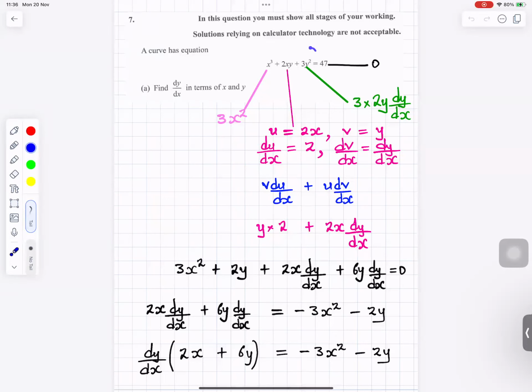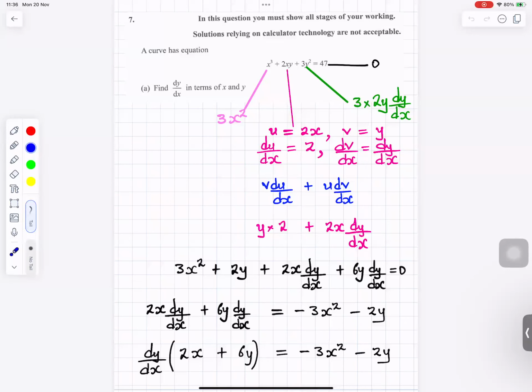Now we want to differentiate 3y squared. You differentiate it like normal. So it's 3 times 2y, and then you add dy over dx. And then when you differentiate 47, you get 0. So this is the expression you will get. The 3 times 2 gives you 6.